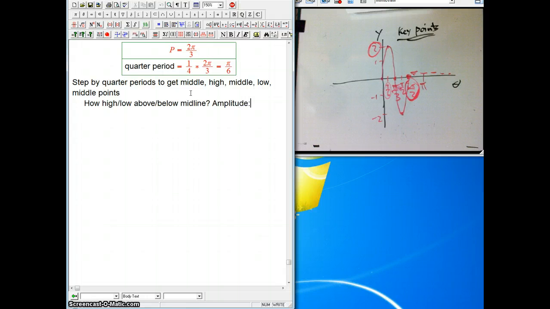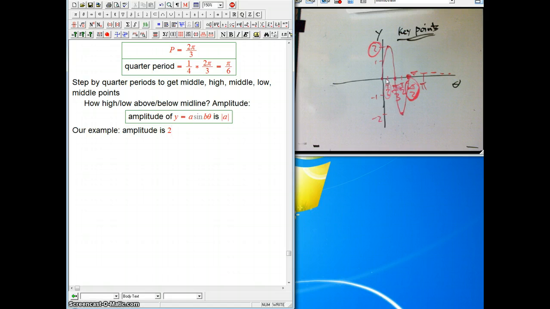And in general, the amplitude of y equals a sine b theta is just this number a. It might be negative. We're going to see what happens when we have a negative in front here. But for the size, it's just the absolute value of a. We'll look at examples of that pretty soon. And so in our example, the amplitude is 2.